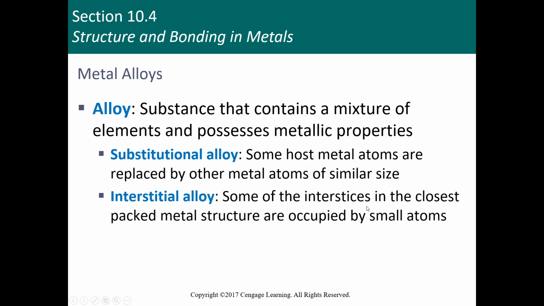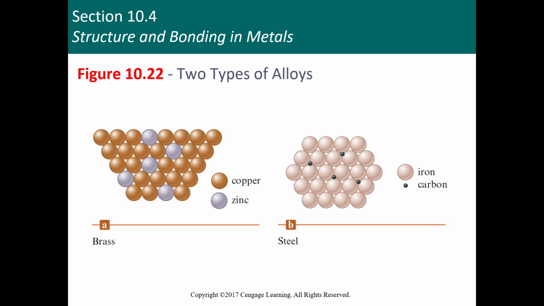What this means is you have inserted small atoms in between the larger metal atoms, and they are taking up that empty space that would have otherwise been empty. And here's two great examples of these two different alloys. And so obviously this is a substitutional alloy. You see how they're similar in size. This is copper and zinc, and if you mix these two together, you'll get brass.